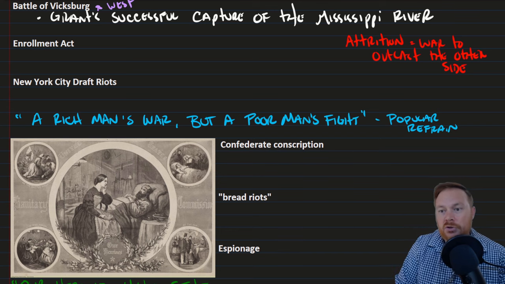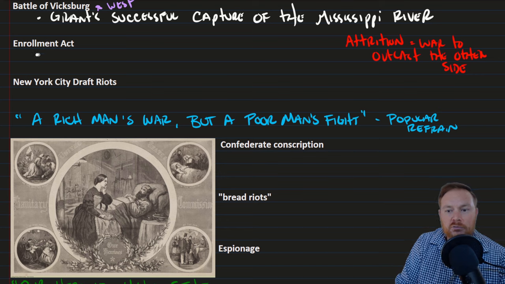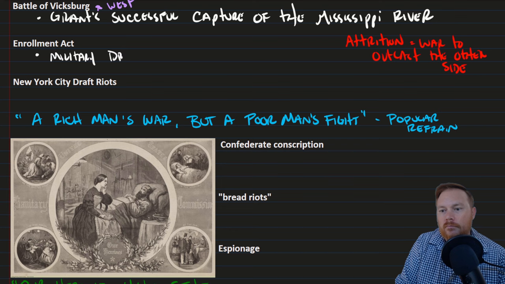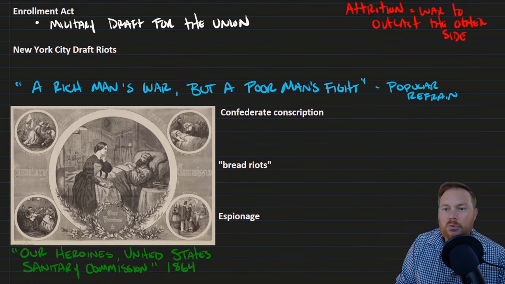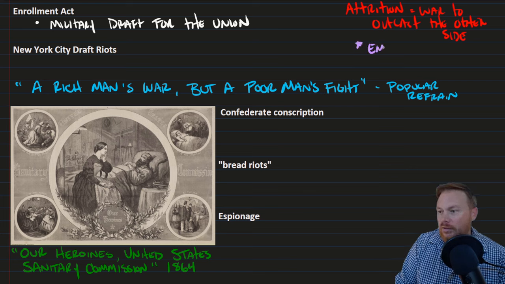And so, like mentioned earlier, initially when the war started, it was all volunteers, but both sides would eventually have to enact a draft. The Enrollment Act, this was a military draft, we'll say for the Union. And when the draft was enacted, there were a lot of people in the North who were in opposition to it, not just because they disagreed fundamentally with the war, and this is also an important thing to keep in mind, Lincoln's Emancipation Proclamation.